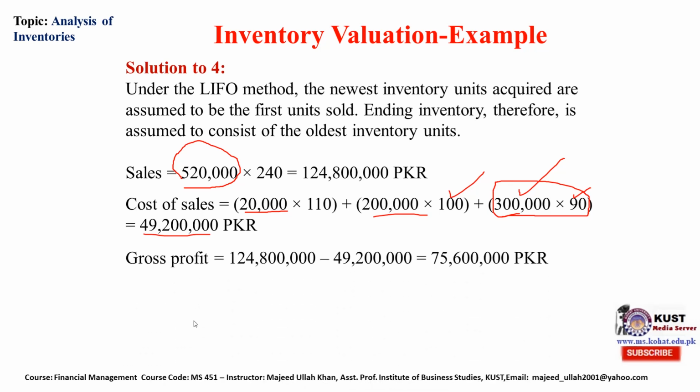Gross profit 75.6 million rupees. Ending inventory will be allocated to this oldest one, 80,000 multiplied by 110, that is 8.8 million.